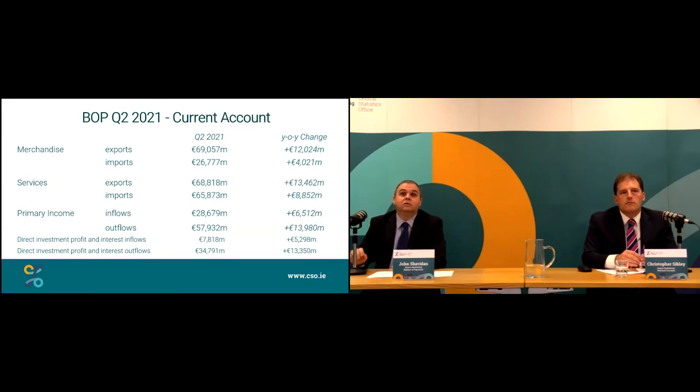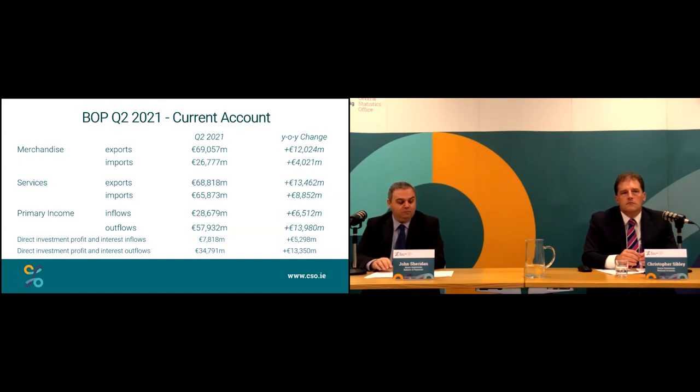increase in exports. On the services side, we have exports of 68.8 billion, which is up 13.5 billion on the same quarter last year. This change largely being driven by computer services. While on the import side, we have 65.9 billion, which is up 8.9 billion on the same quarter last year. This largely being driven by increase in royalties and licenses.